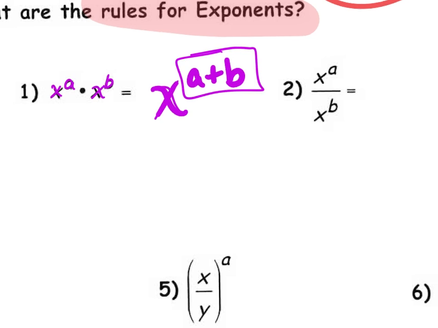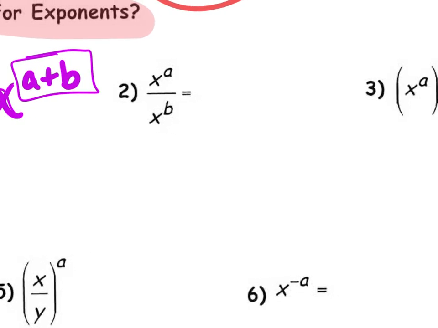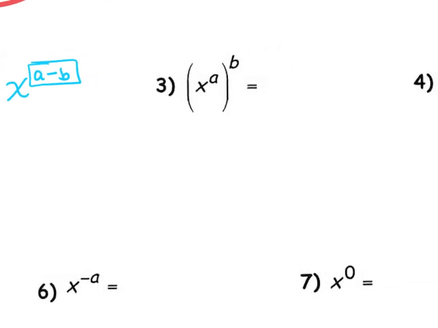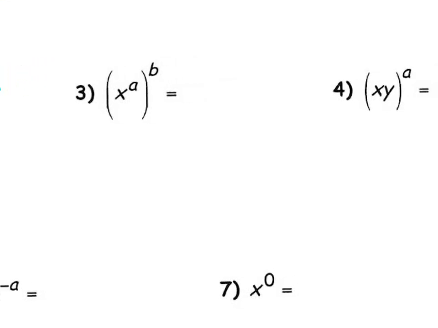Let's take a look at our next example. X to the a power over x to the b power. When we divide like bases, keep the base, subtract the exponents. Okay? And now when I have a power to a power, so I have x to the a all to the b, we multiply. So this is x to the ab, not to be confused with addition here, multiply them.